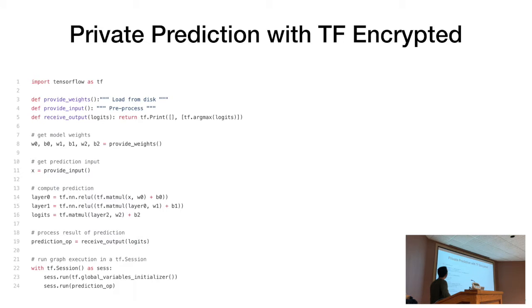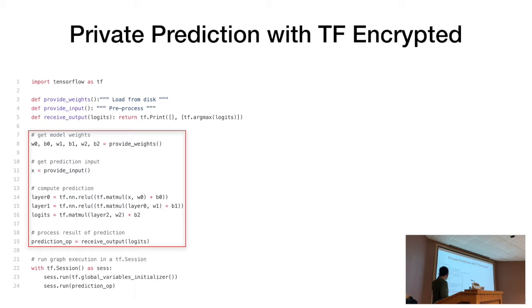So, doing this with TF Encrypted, and how this is different from TensorFlow. On the left, we have a TensorFlow script that does this exact process. It needs to provide weights, essentially loading them from disk, and provide input, which means taking the data from disk and pre-processing it. Then a receive output function will take the logits and do the argmax, which tells you which class, since this is classification. It takes the maximum logit, which is the same as taking the best guess of the class, and just prints that on screen.